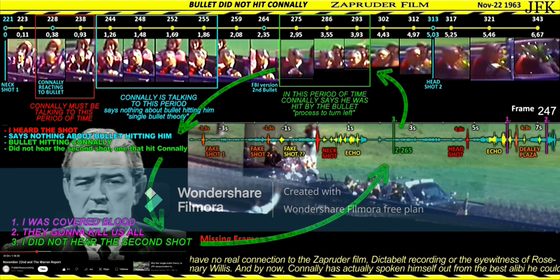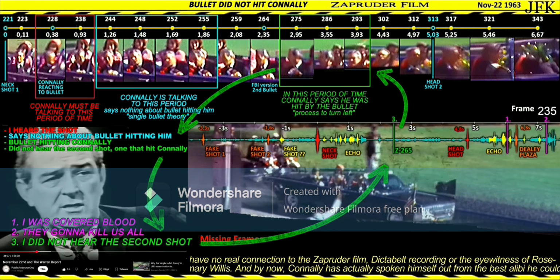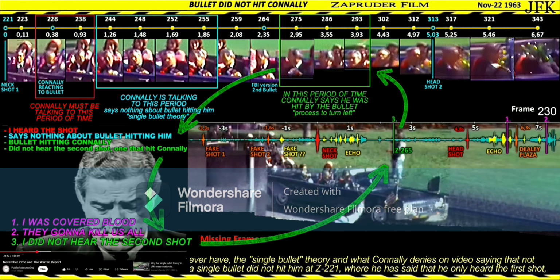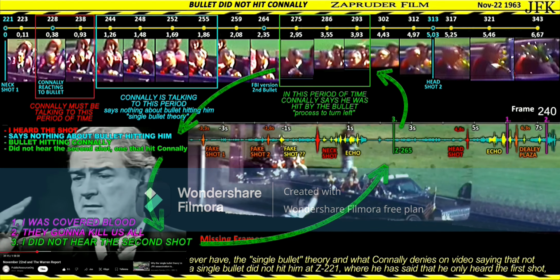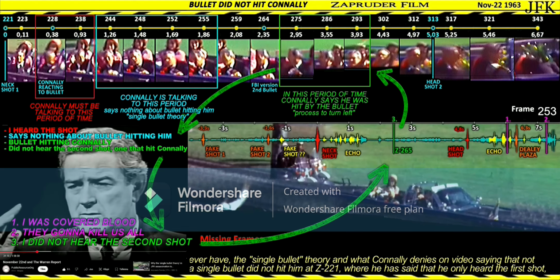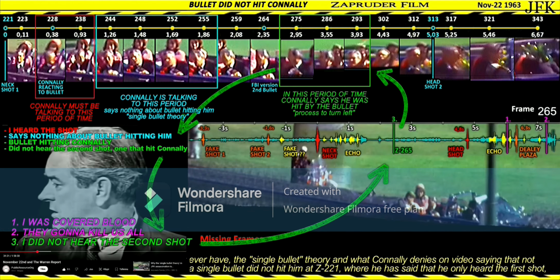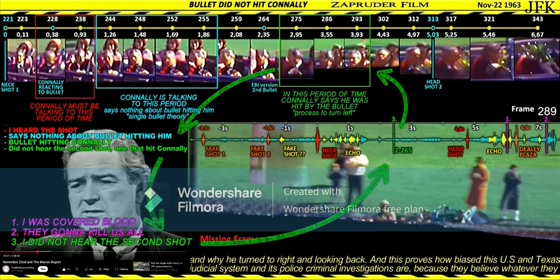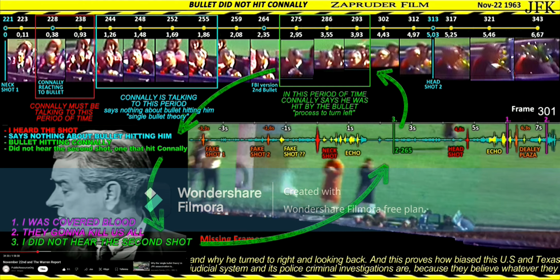And by now, Connolly has actually talked himself out of the best alibi he could ever have, the single bullet theory, which Connolly denies on video by saying that a single bullet did not hit him at Z221, where he has said that he only heard the first shot, and why he turned to the right and looked back.